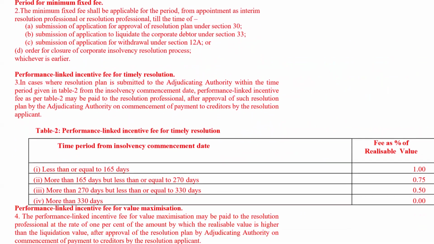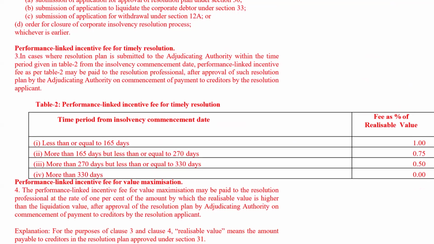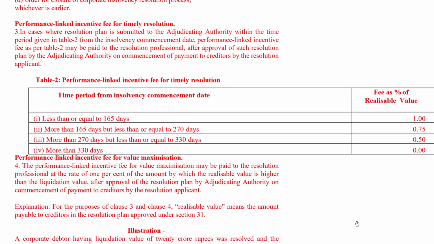And order for closure of the CIRP process, whichever is earlier. Performance linked incentive is also there. So if it is completed within 330 days, then there is an incentive. If it is done in 165 days, you get 1%. And realizable value also has a specific meaning here. Realizable value is the amount payable to creditors in the resolution plan approved under section 31.